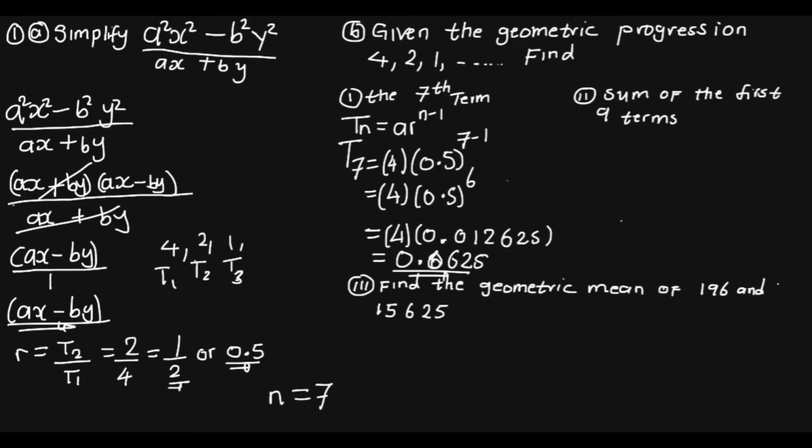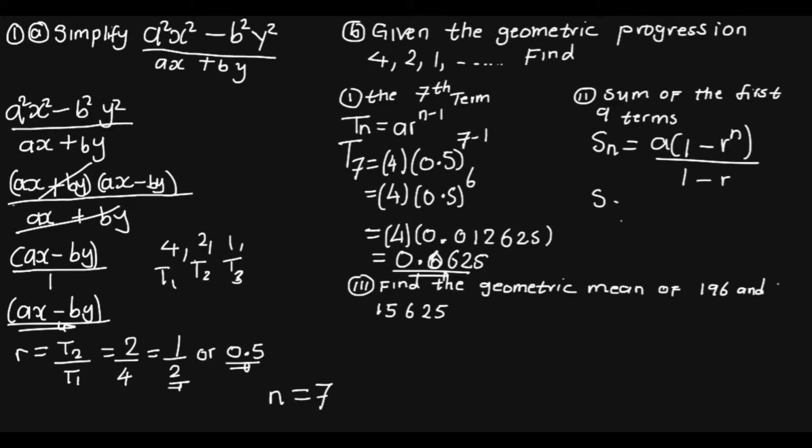Okay, now let's move on to question Roman number 2. Here we are looking for the sum of the first 9 terms. This is a finite sequence, so we are going to use the formula: sum of n terms is equal to a times (1 minus r raised to the power n) over (1 minus r). We use this formula since the common ratio is less than 1. So let's proceed.